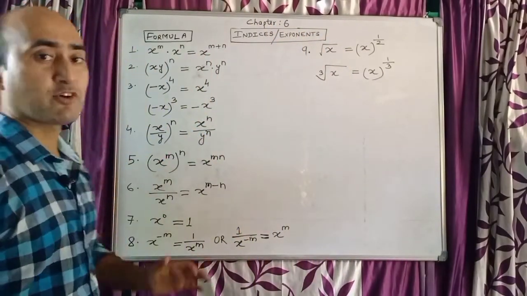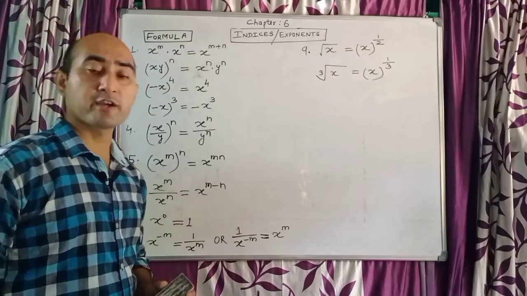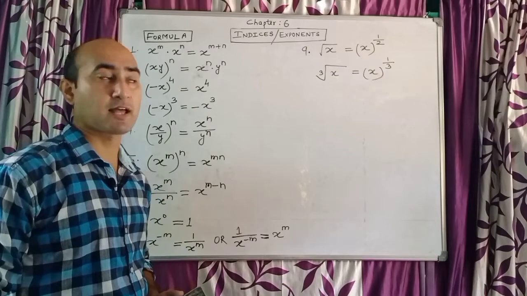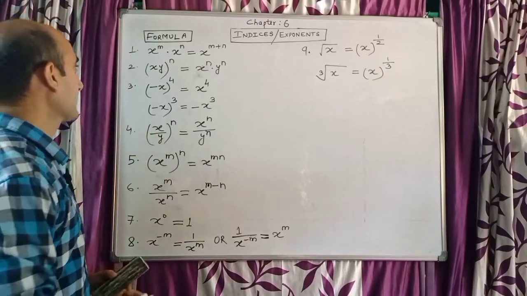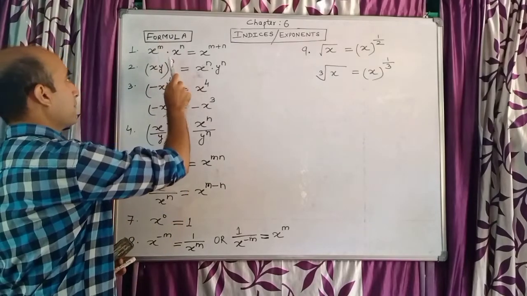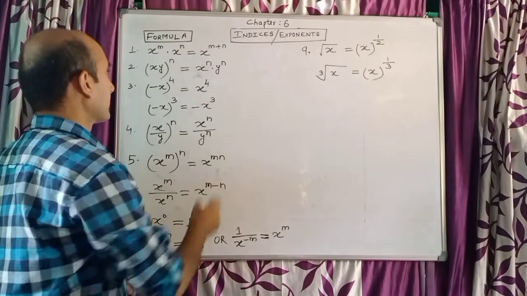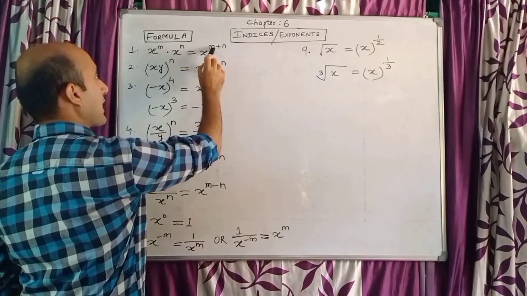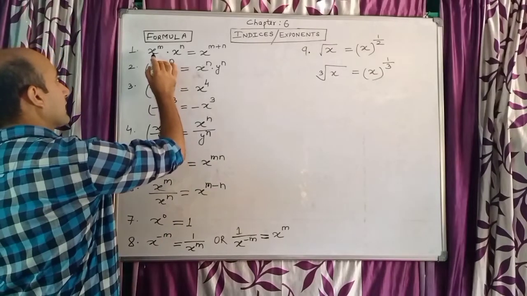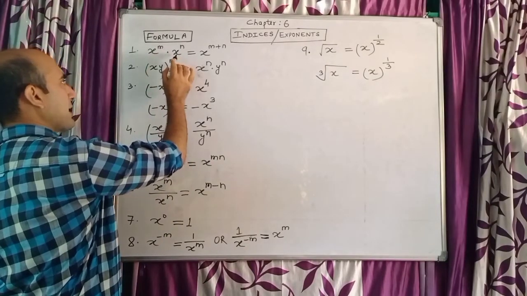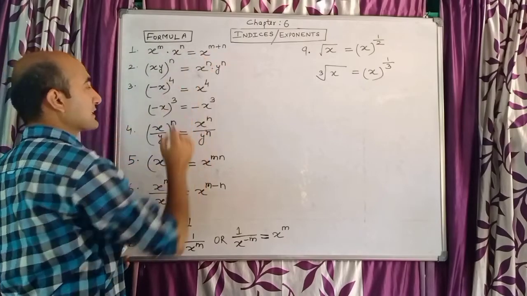Before I begin this chapter, you have to understand a few very important formulas of this chapter. And the formula number 1 here I have written: x to the power m multiplied with x to the power n. The result is x to the power m plus n. The meaning of this is, when x is having power m and the same x is having power n, then both the powers get added.